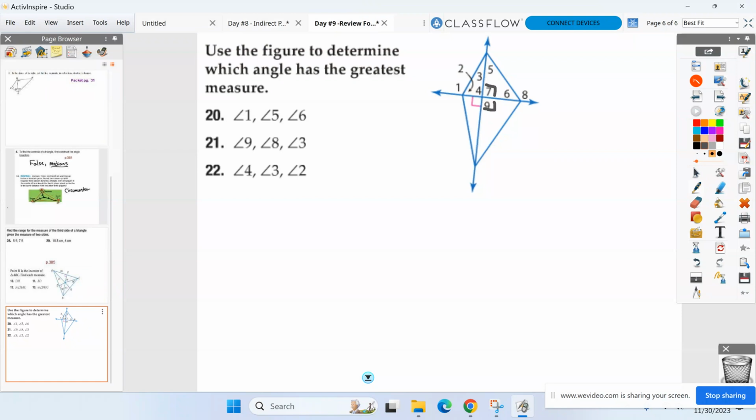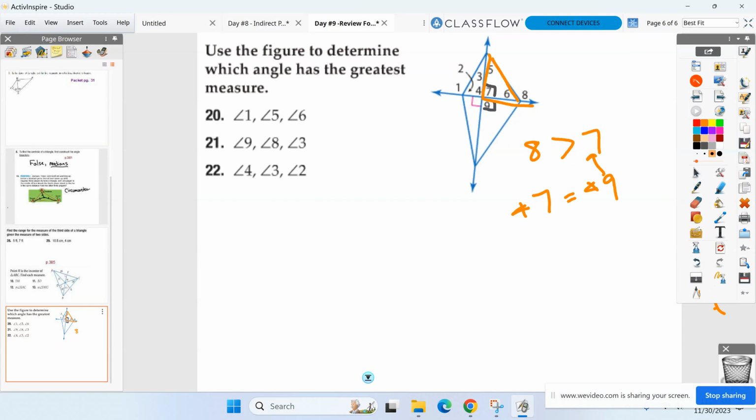Now look at this triangle. Isn't 8 bigger than 7 because it's exterior? And if 7's 90 and 9 is also 90, that must mean 8 has to be bigger than 9. Okay, yes? 8's bigger than 7. Let me show you here. 8's bigger than 7, and angle 7 is equal to angle 9. So substitute it in, 8's bigger than 9.